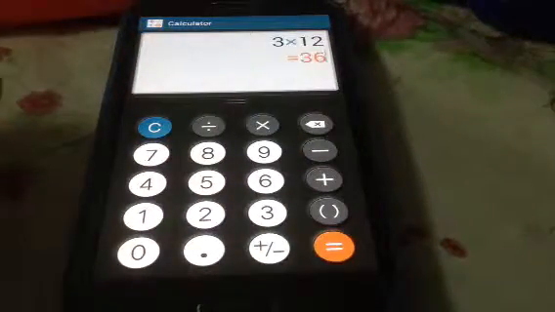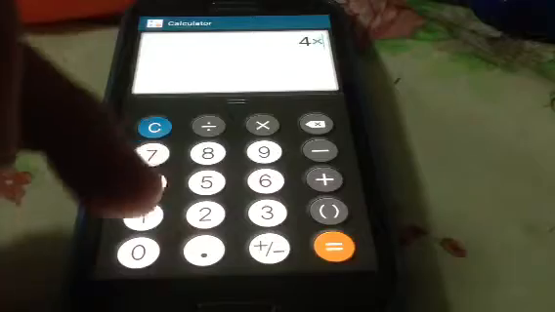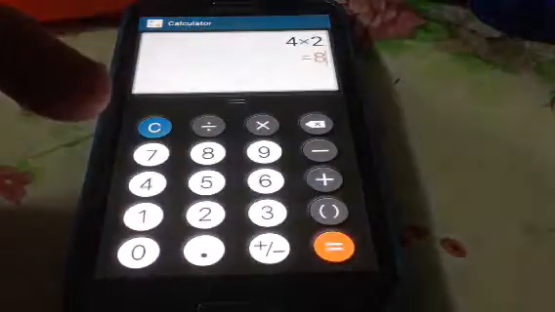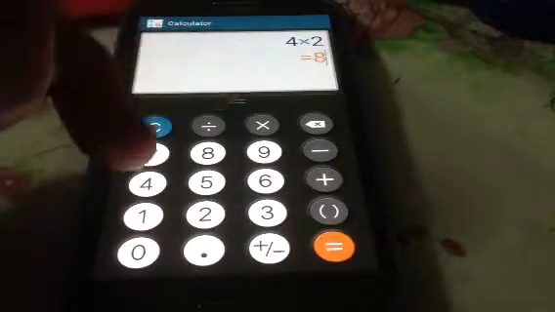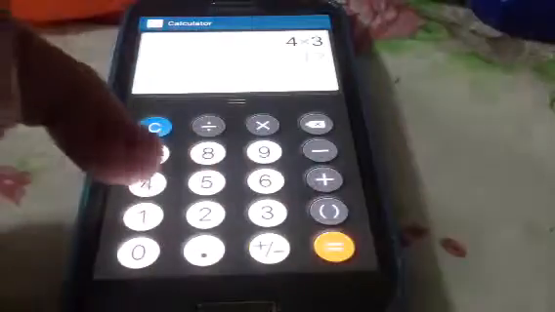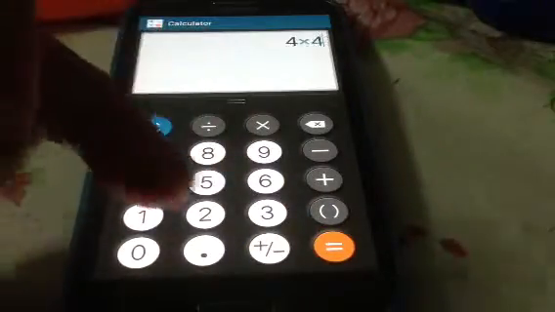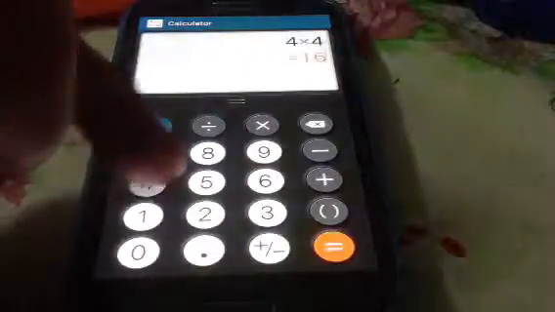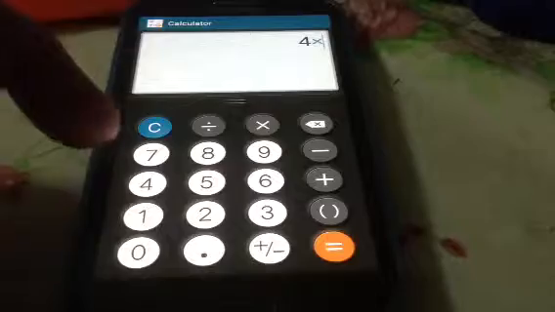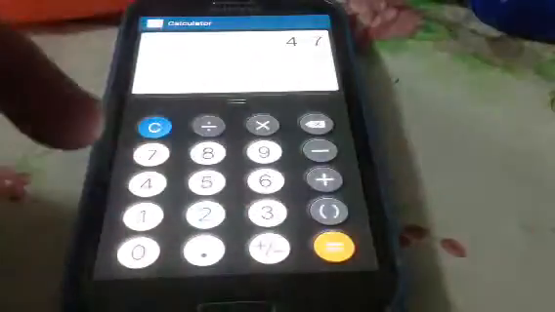Let's go on to 4 times table. 4 multiplied by 1 is 4. 4 multiplied by 2 is 8. 4 multiplied by 3 is 12. 4 multiplied by 4 is 16. 4 multiplied by 5 is 20. 4 multiplied by 6 is 24. 4 multiplied by 7 is 28.